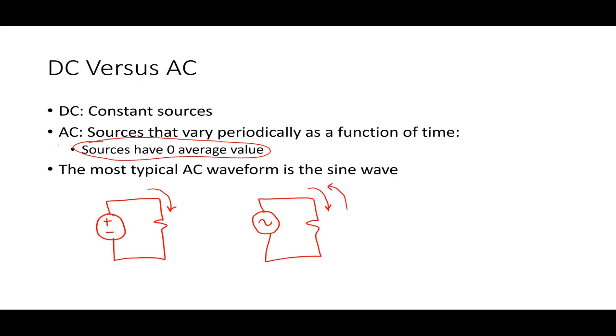We will talk later about situations where we have sources that have a constant value plus an AC value. All right, we'll talk about how to handle those. For now, we're going to focus simply on AC sources, which are sources that have 0 average value. Typically, they're sine waves, but they don't have to be. As we'll learn, if we understand how to deal with sine waves, we can begin to understand how to deal with any type of periodic input.